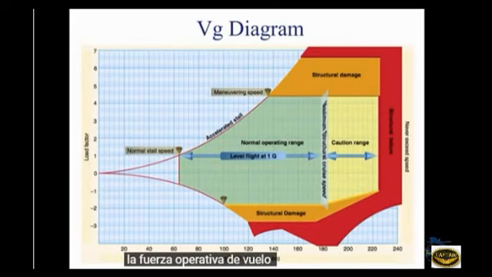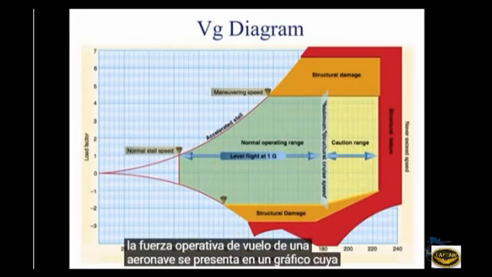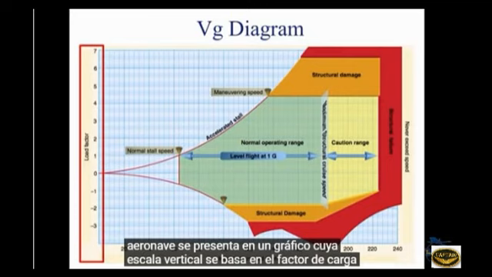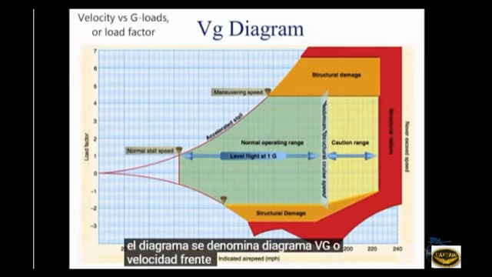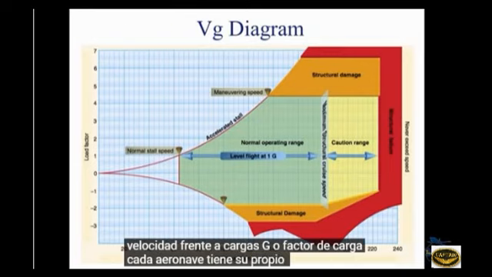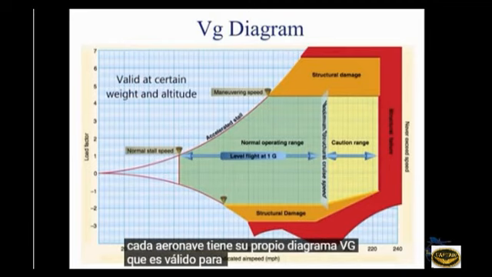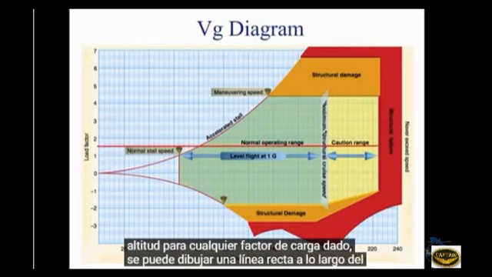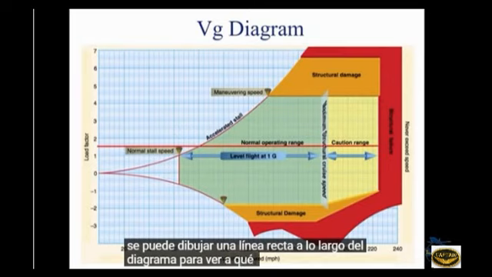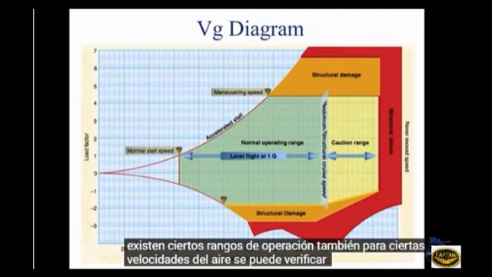The flight operating strength of an aircraft is presented on a graph whose vertical scale is based on load factor. The diagram is called a VG diagram, or velocity versus G loads or load factor. Each aircraft has its own VG diagram, which is valid at a certain weight and altitude. For any given load factor, a straight line may be drawn across the diagram to see at which airspeed certain operating ranges exist. Also, for certain airspeeds, the load factor can be checked at certain levels, negative and positive.